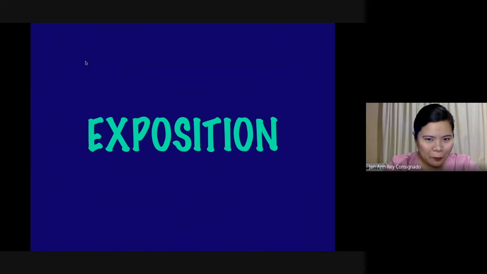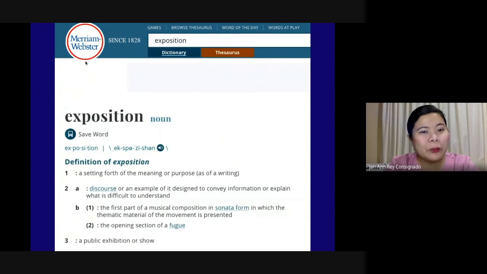Exposition. Now, let us consult the dictionary. What is the meaning of exposition? According to Merriam-Webster, exposition is a noun, and the first meaning of this is a setting forth of the meaning or purpose as of writing. Number two, letter A, discourse or an example of it designed to convey information or explain what is difficult to understand.